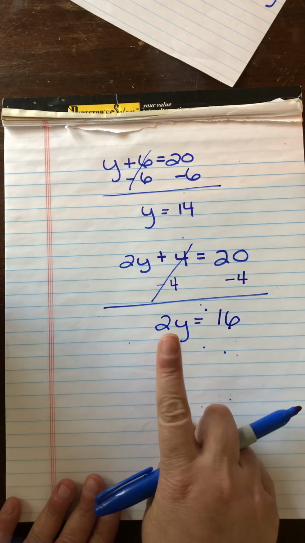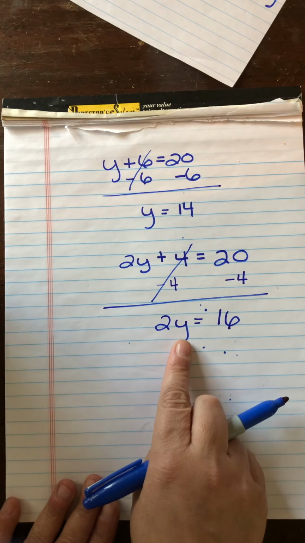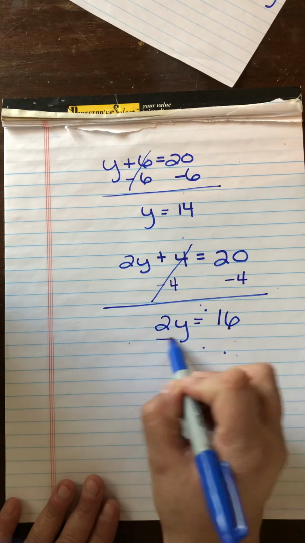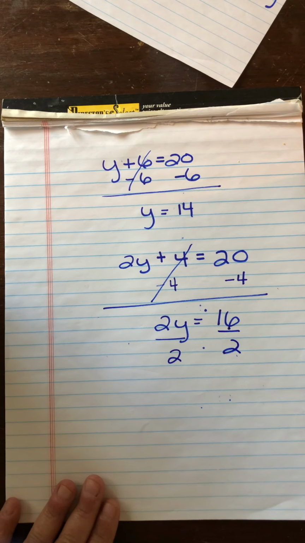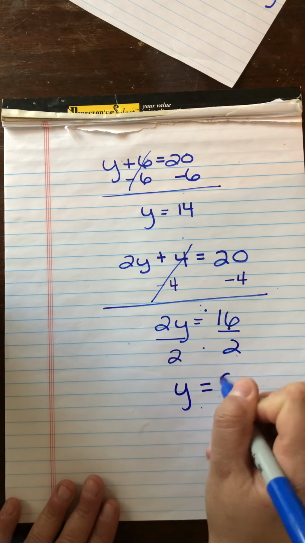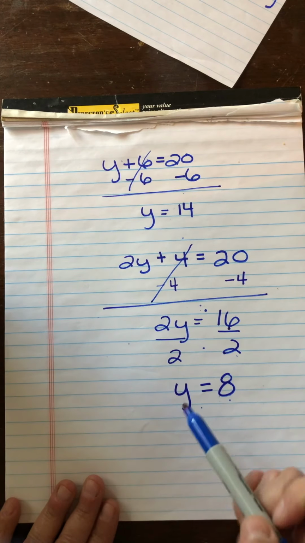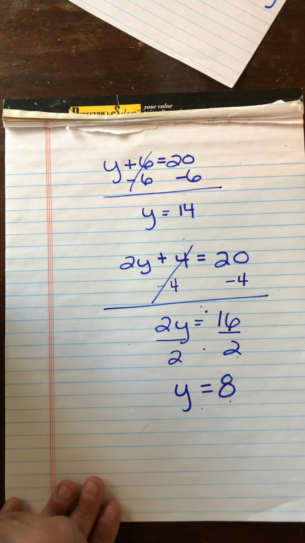So now I'm down to a one-step equation. Remember, when a 2 is next to a y, they're held together with the operation of multiplication. So to undo multiplication, I need to divide both sides by 2, and I find out that y is equal to 8. Being able to solve two-step equations and one-step equations are needed for today's lesson. So keep an eye out for that as you're working through the problems.